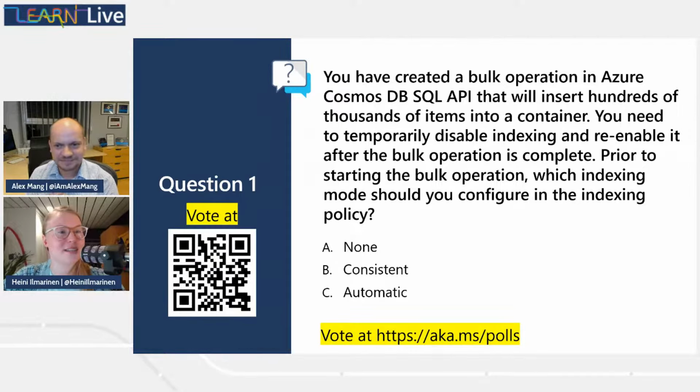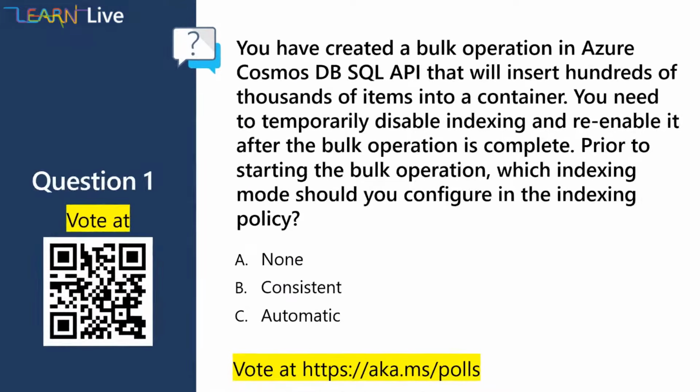Question number 1. So you have created a bulk operation in azure-cosmos-db SQL API that will insert hundreds of thousands of items into a container, a huge amount. You need to temporarily disable indexing and re-enable it after the bulk operation is complete. Prior to starting the bulk operation, which indexing mode should you configure in the indexing policy? Is it A, none, B, consistent, C, automatic?